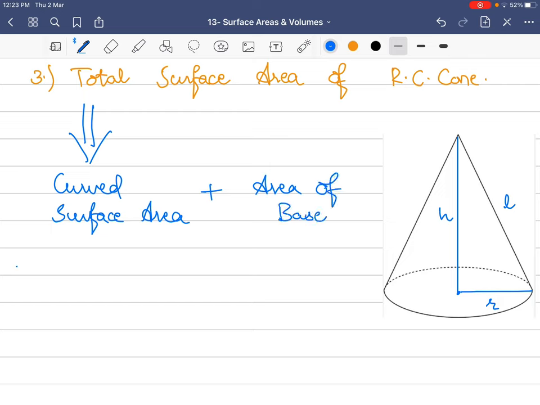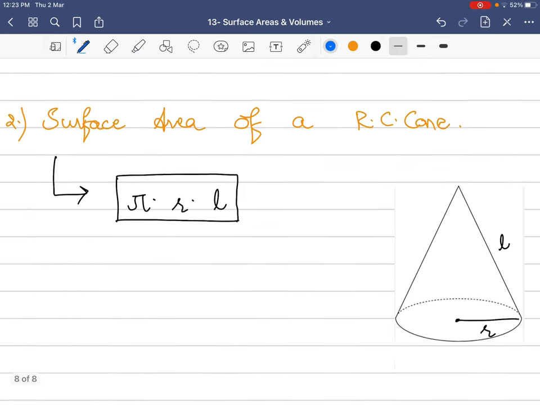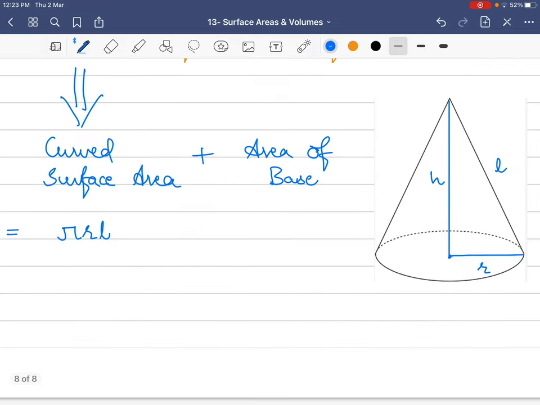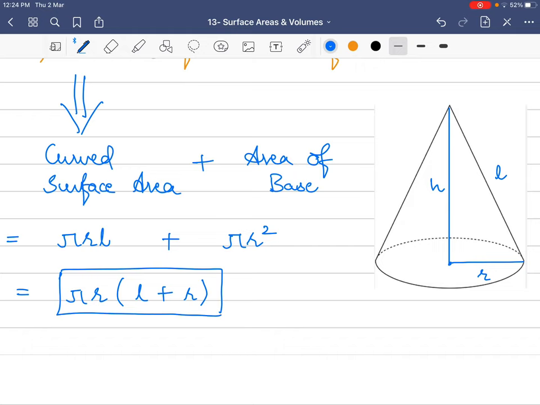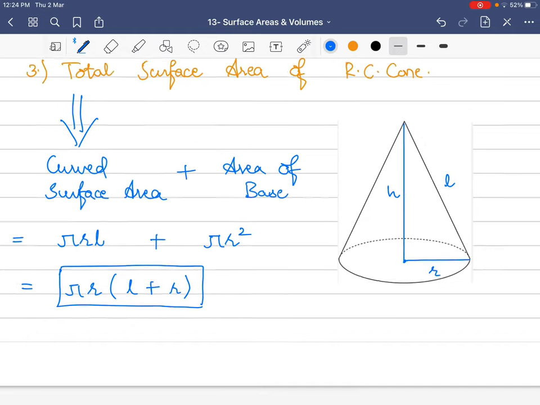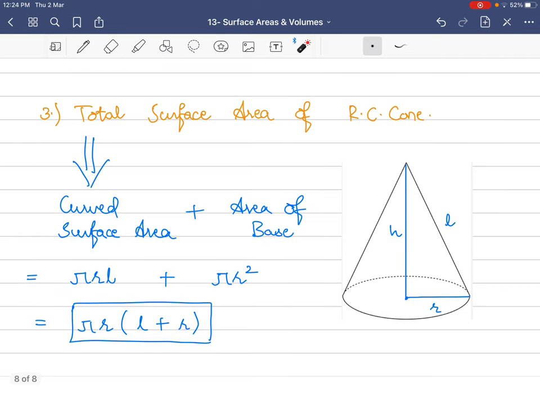Now what is the curved surface area? We just saw the formula, it's pi r L, this was the formula that we used for curved surface area. So that is pi r L plus the area of the base. Base is nothing but our normal, regular circle, so its area is going to be pi r square. So that is equal to, if pi r is common, L plus r. So I'm going to box it. This is the formula for the total surface area of our right circular cone, pi r into (L plus r).